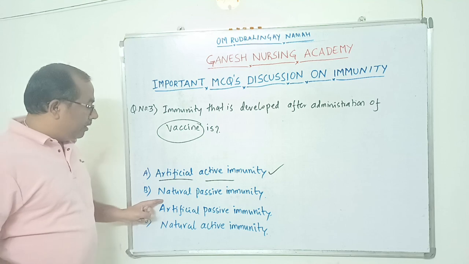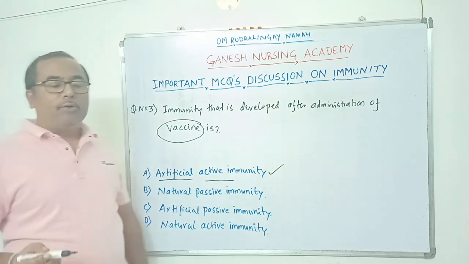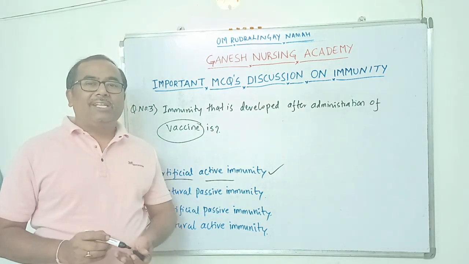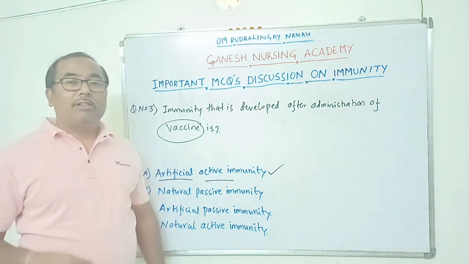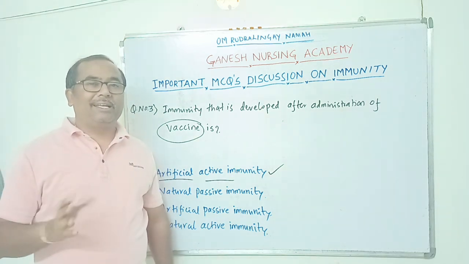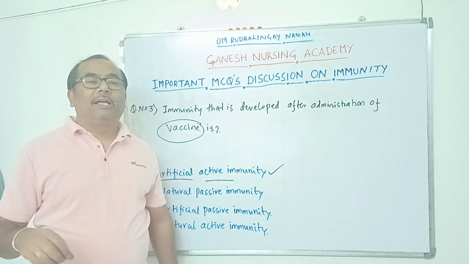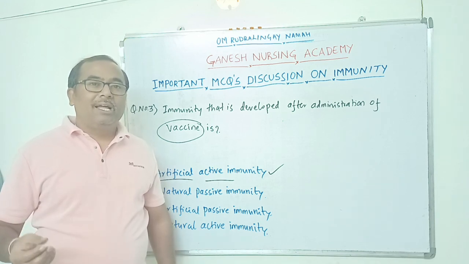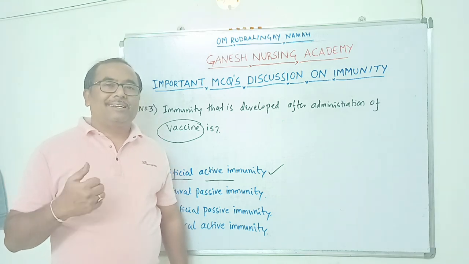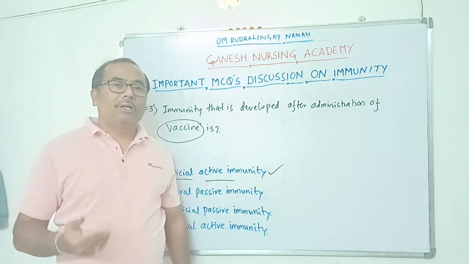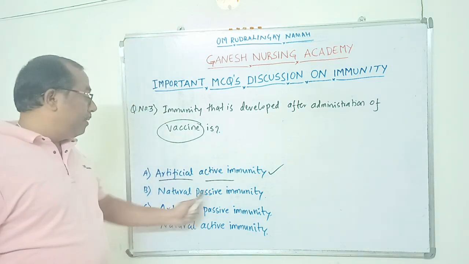The next option is natural passive immunity. I have already told you, natural passive immunity means natural transmission of immunoglobulins from mother to the fetus or the baby. Here the body is not actively involved in the preparation of immunoglobulins or antibodies. Naturally, through the blood or the colostrum, breast milk, there is a transmission of immunoglobulins from mother to the baby. It is known as natural passive immunity.